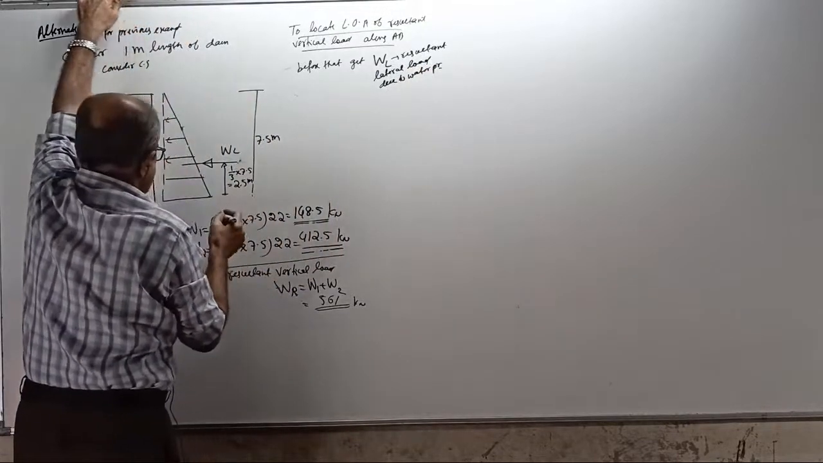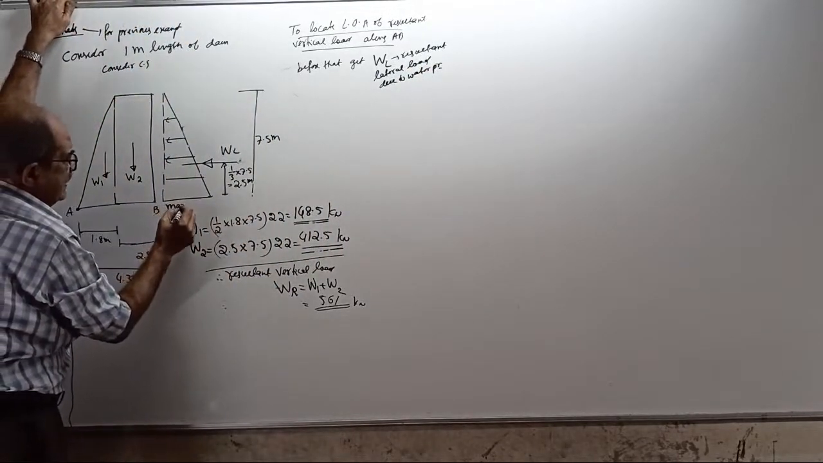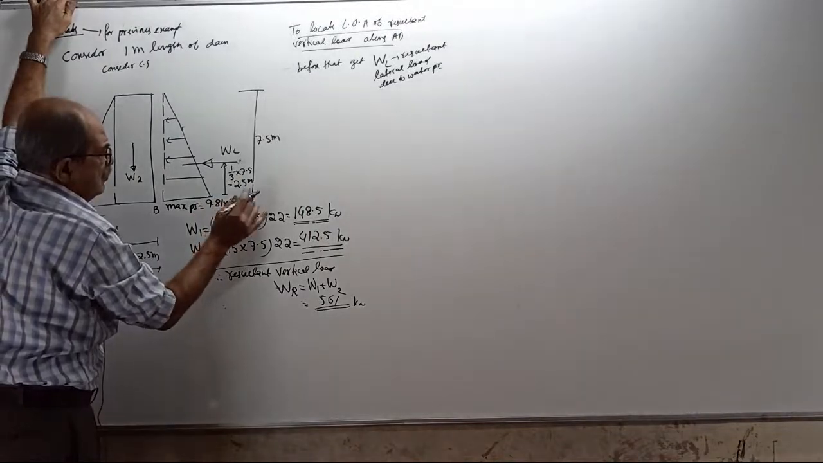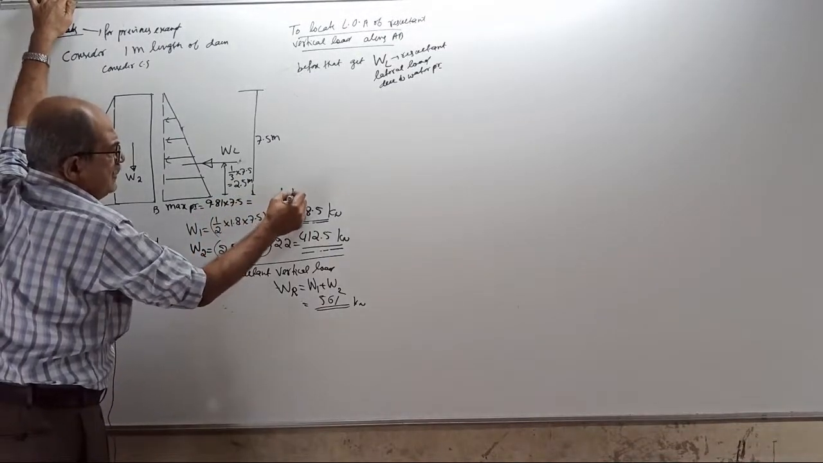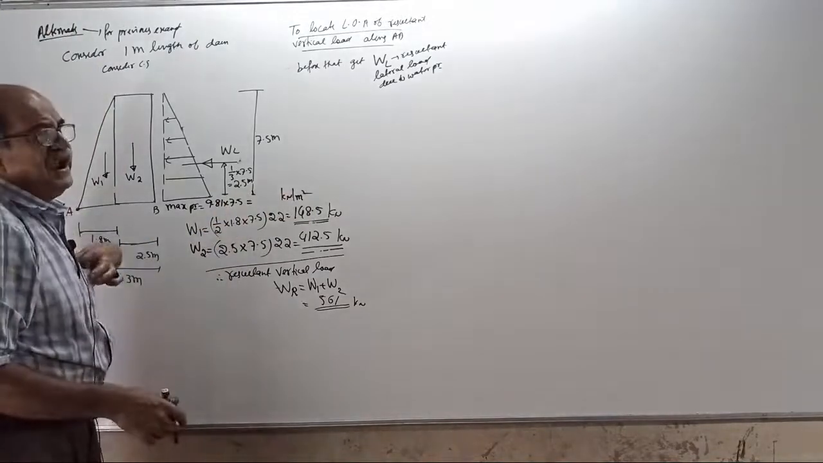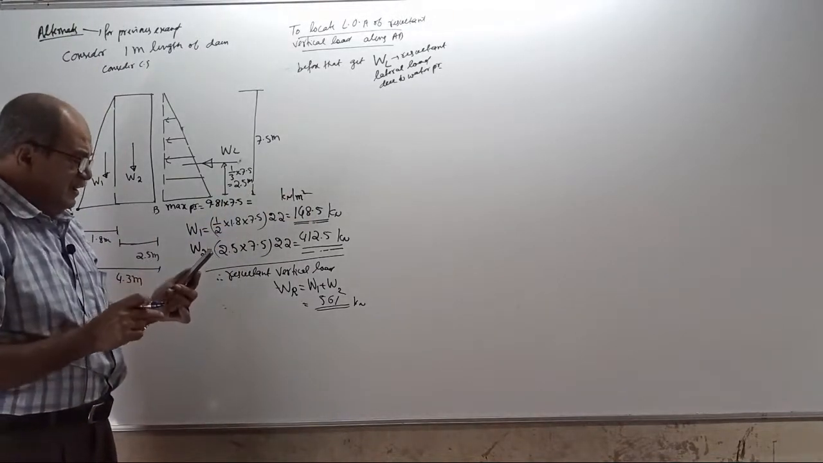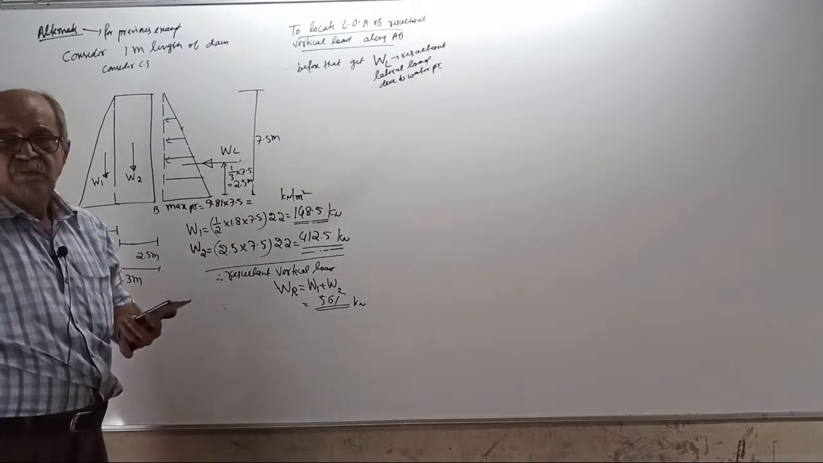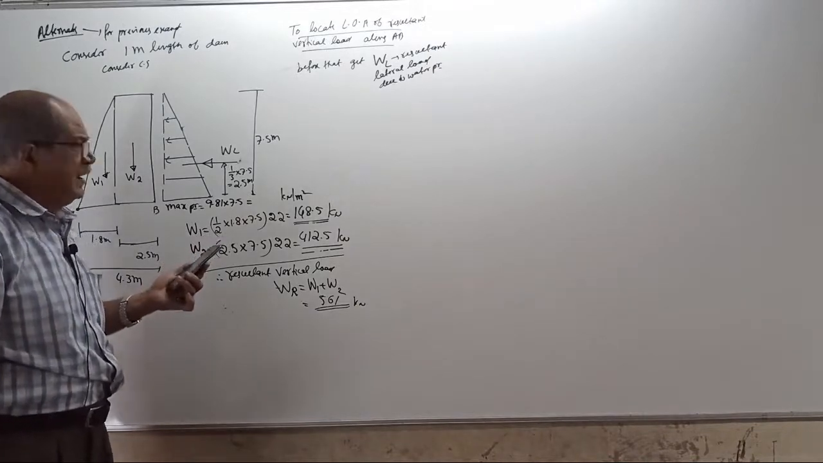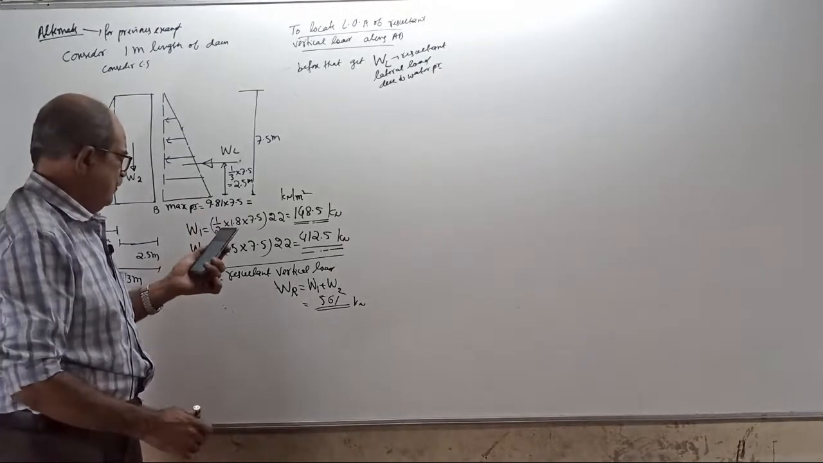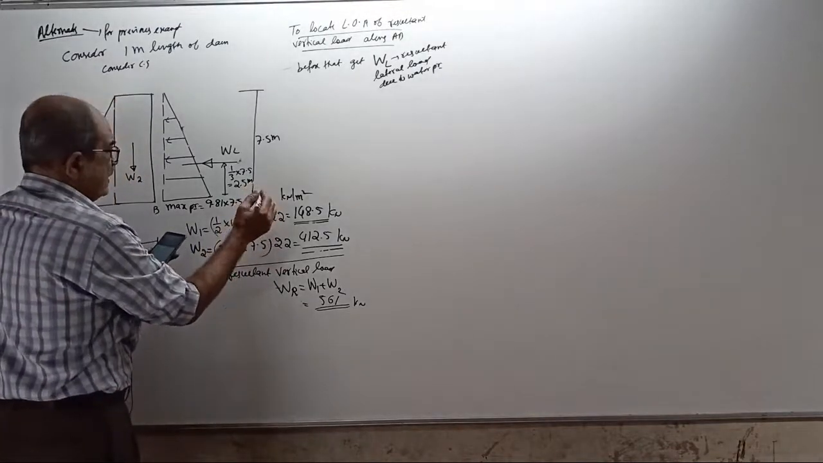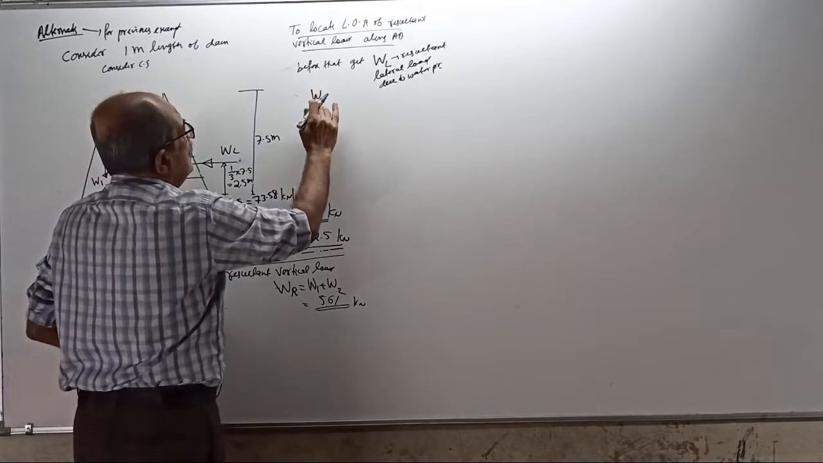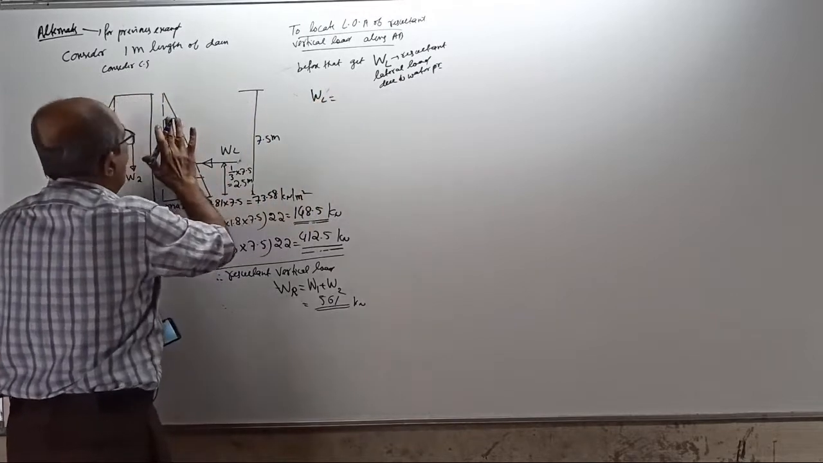Now the maximum pressure, calculate here, equal to 9.81 into 7.5. Tell the answer. Kilonewton per meter square will come. 9.81 is the density of water, into the height. What is the pressure? This pressure here is the maximum pressure: 73.58.